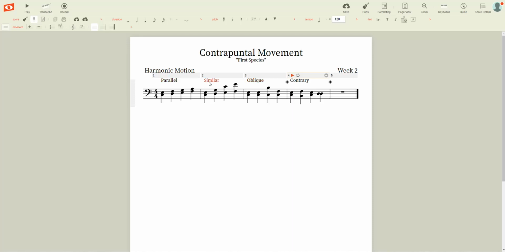Parallel motion and similar motion, we can use some parallel motion, we can use some similar motion. We just don't want to use it very much. We want to use it sparingly. It just doesn't make it as interesting.